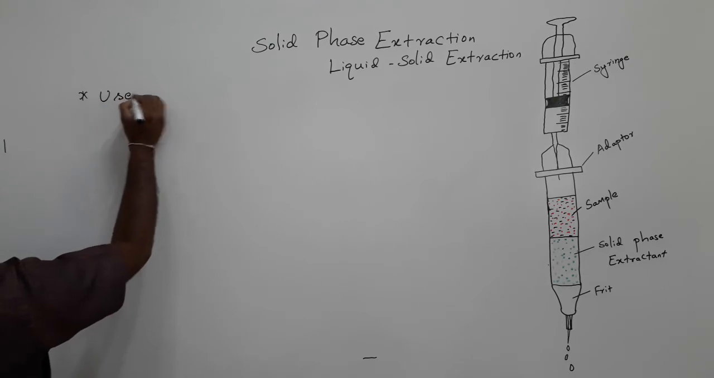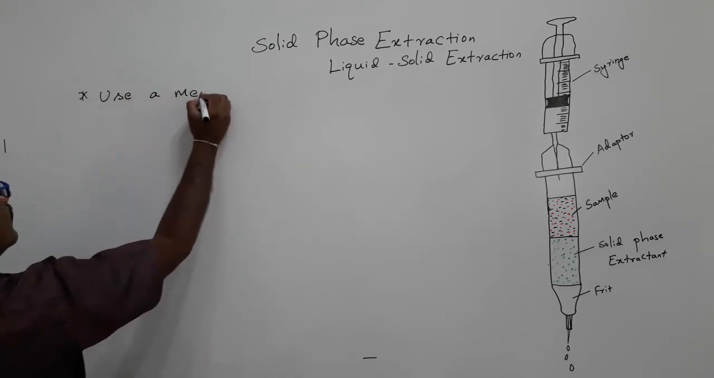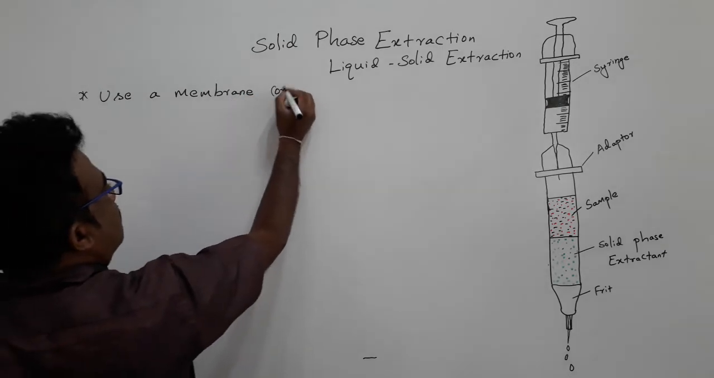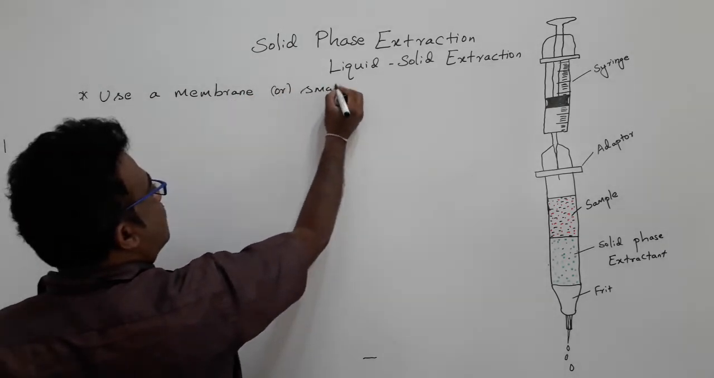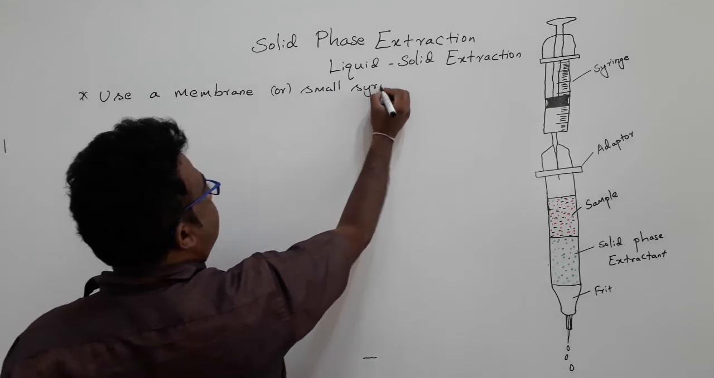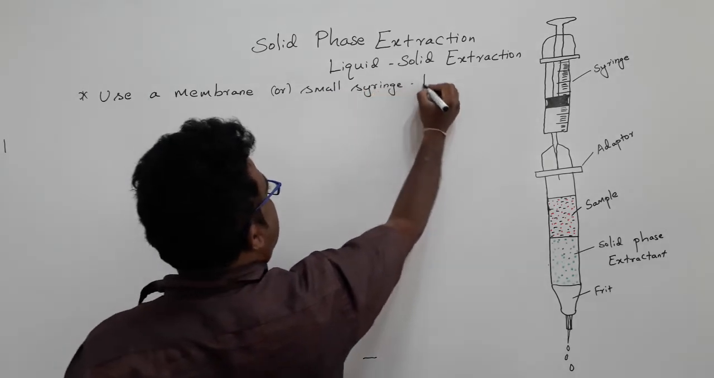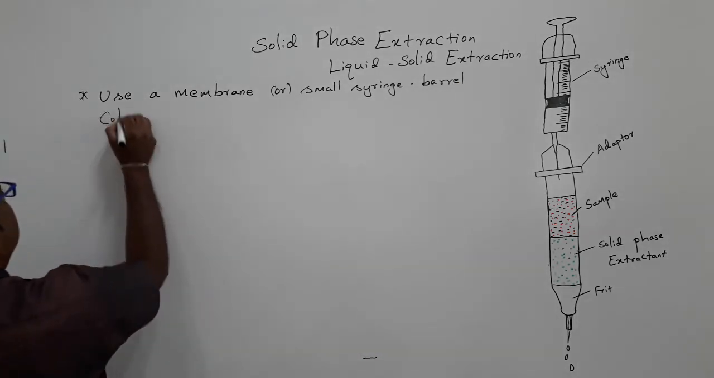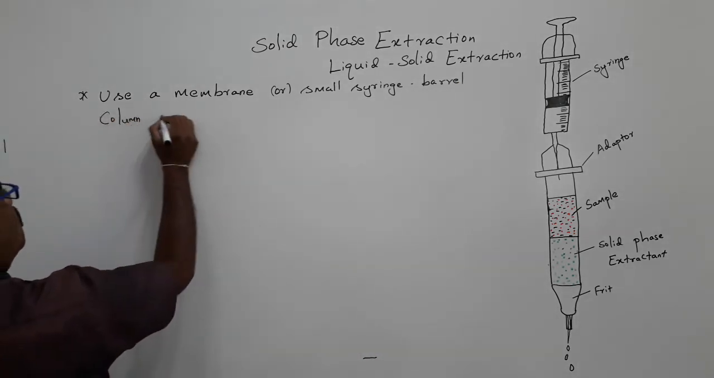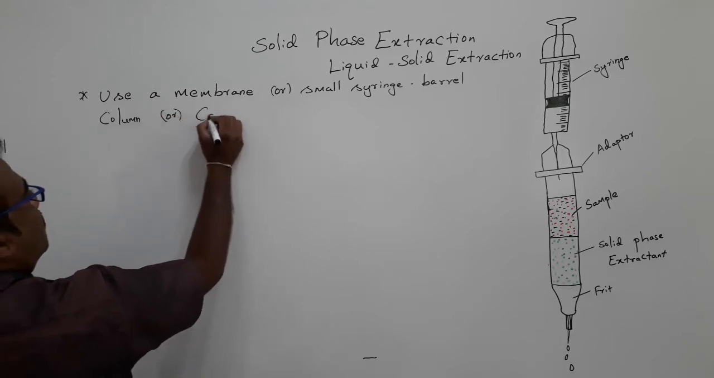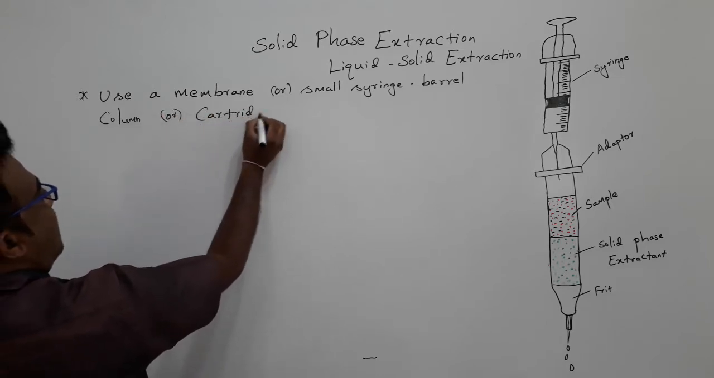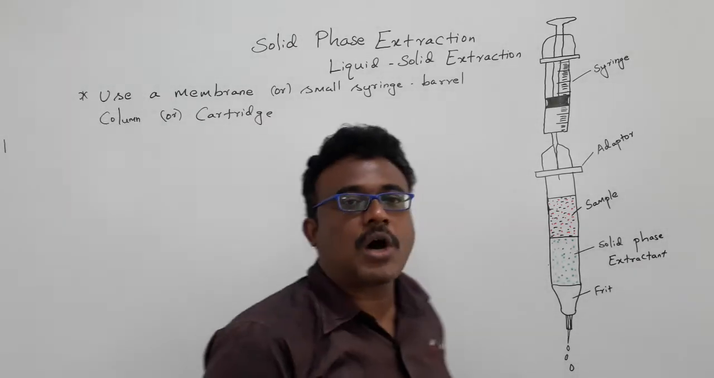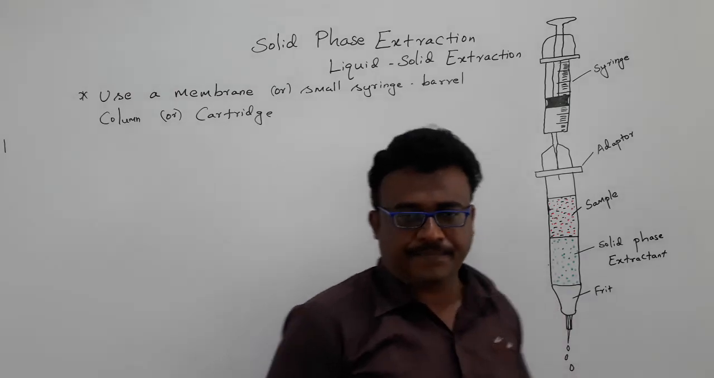You can use a membrane, or a small syringe barrel column, or a cartridge. You can use any one of them. By making use of any one of them, you can perform solid phase extraction.